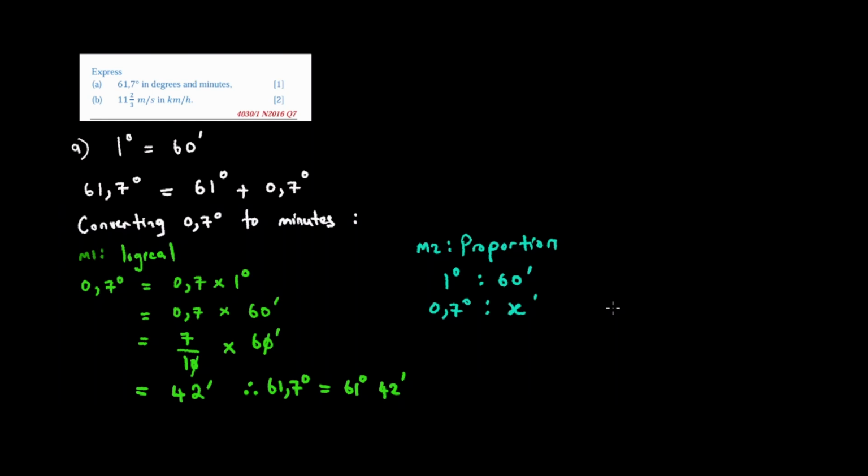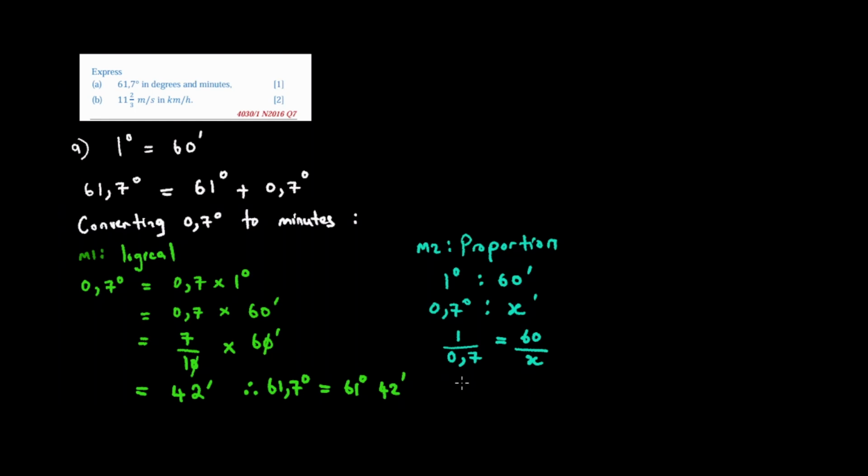Like in our case, on the left we have degrees, on the right we have minutes. That is one sure way of cross-checking that my statements of proportion are written correctly. Then of course, this is going to be an equation. 1 over 0.7 is equal to 60 over x.